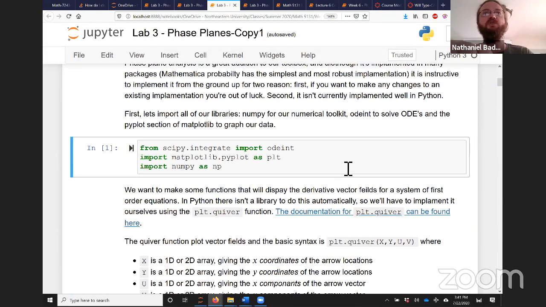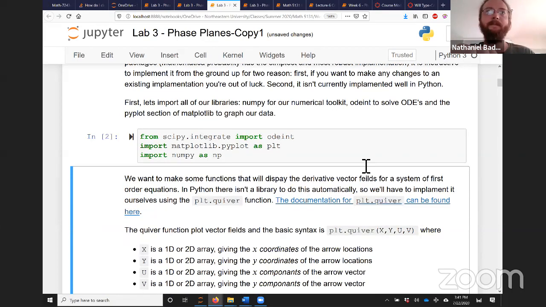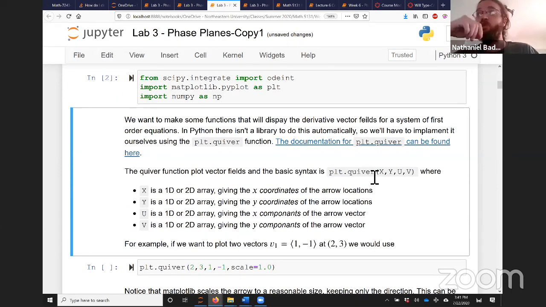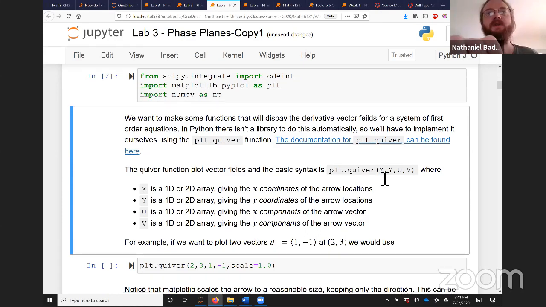Okay, so we're going to have our usual imports. And then what we're going to use is what's called quiver. The quiver plot function is going to take a list of x coordinates and a list of y coordinates. And then it's going to take a list of directions, the x components and the y components of the vectors.